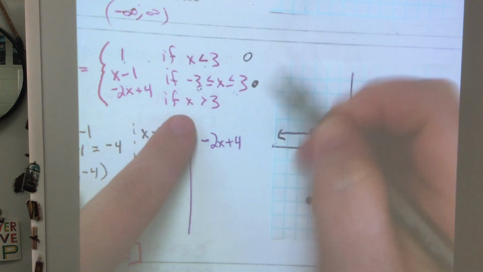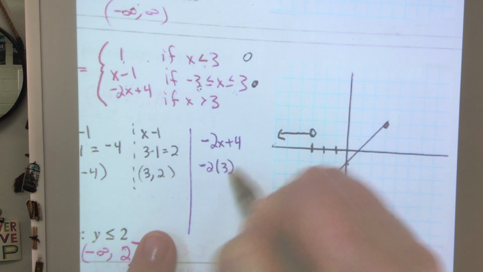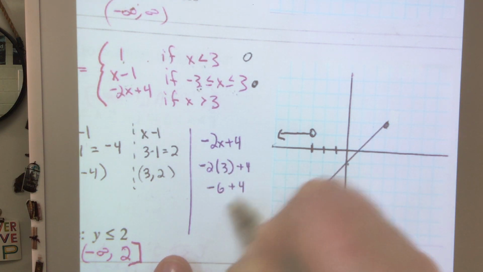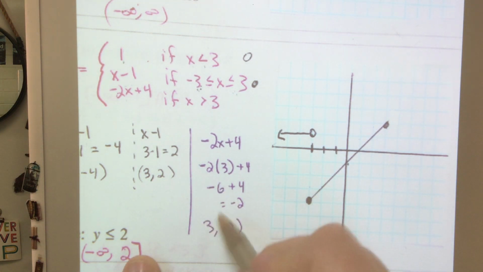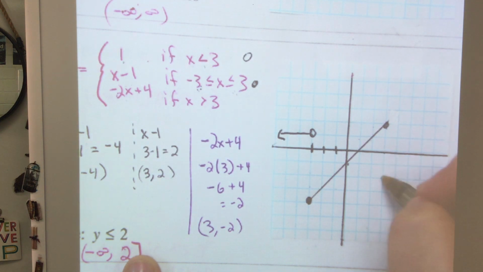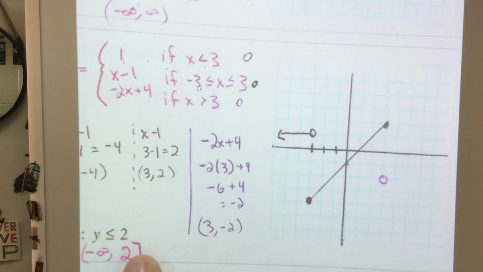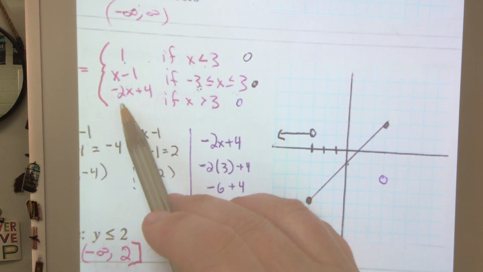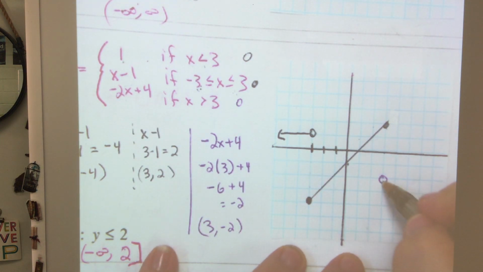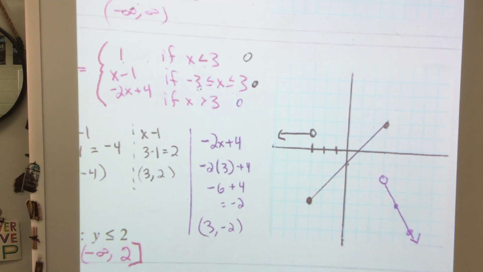-2x plus 4, if x is greater than 3. So I will plug 3 in. -2 times 3 plus 4. So that's -6 plus 4, which equals -2. So I'd have 3, -2 as my point. So over 3, down 2, and I put my open circle. I should have labeled it over here because that tells me open circle. And I can now do my slope, -2. So I could go down 2 over 1, down 2 over 1. And that gives me my graph.